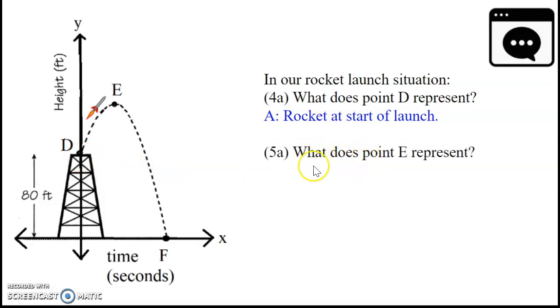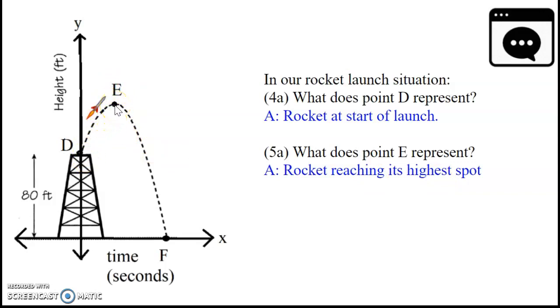What does point E represent? What do we call that point? We usually call that point the vertex. But that is the rocket reaching its highest point. It does not go any higher. So in that case, this is the maximum point.